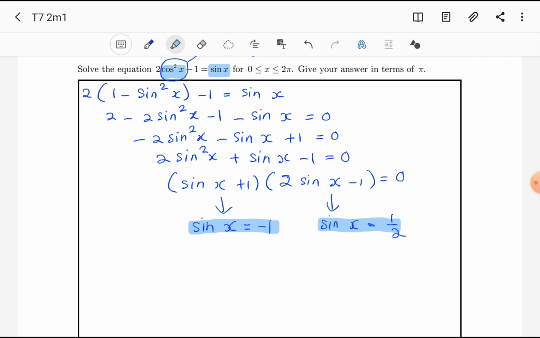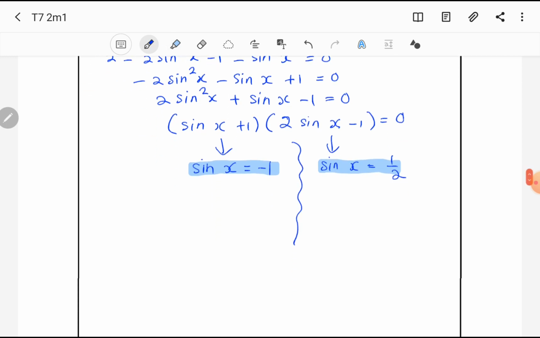Okay, dan tengok dia punya range dia 0 until 2 pi. Okay, dia bagi dalam radian, meaning that our final answer must be in radian. Okay, so kita pecah jadi dua. Kita akan solve side by side.